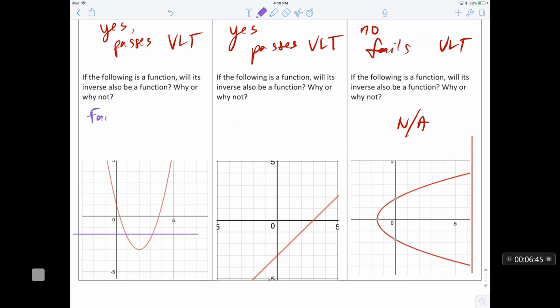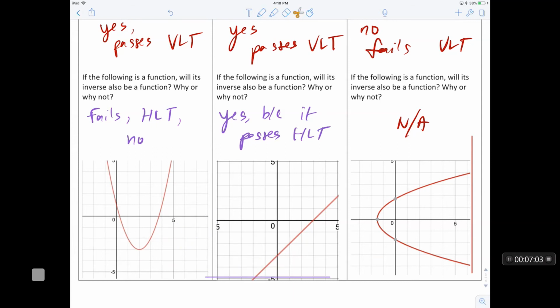This one fails. Horizontal line test. No. No. Okay. This one is yes, because it passes the horizontal line test. Okay, and I could check real quick. Everywhere is good. Okay, I don't have to worry about the other one.